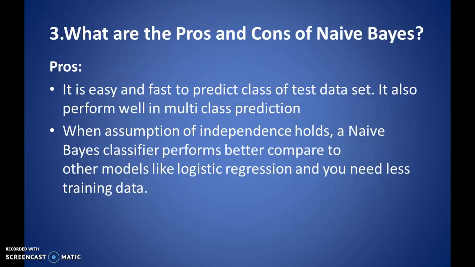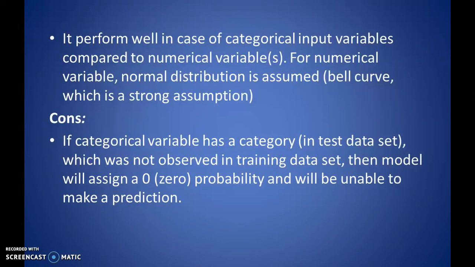What are the pros and cons of Naive-Bayes? We have, it is easy and fast to predict the class of a test data set. It also performs well in multi-class predictions. When the assumption of independence holds, a Naive-Bayes classifier performs better compared to other models like logistic regression, and you need less training data as well. It performs well in the case of categorical input variables compared to numerical variables. For numerical variables, normal distribution is assumed, so the bell curve is a strong assumption.